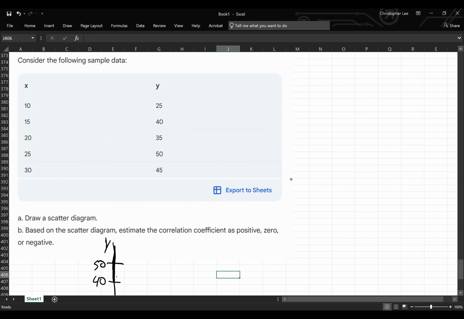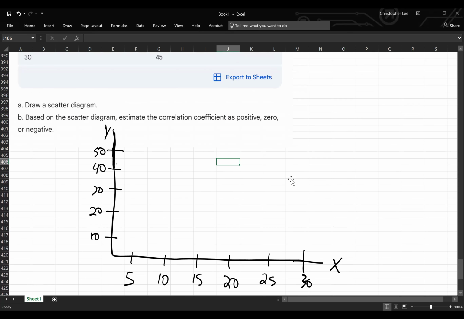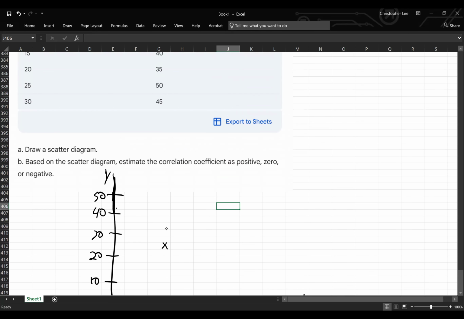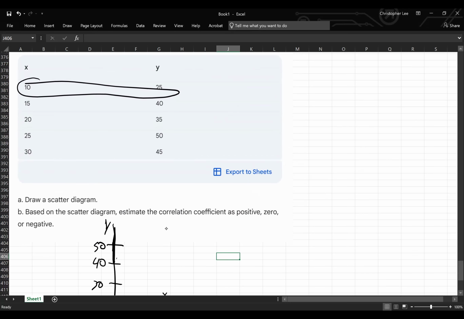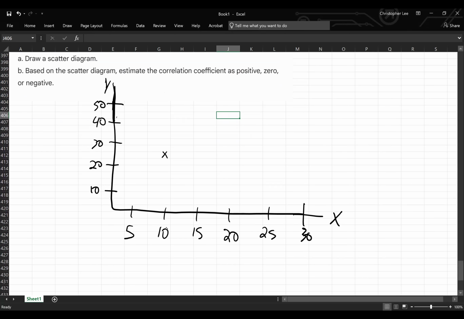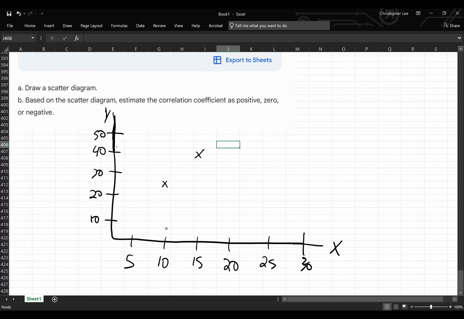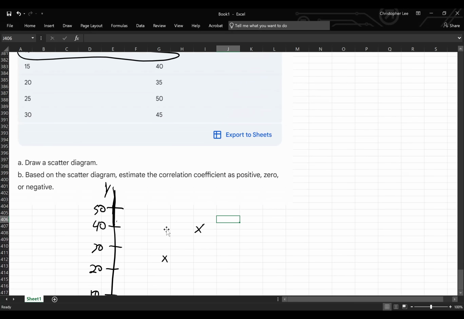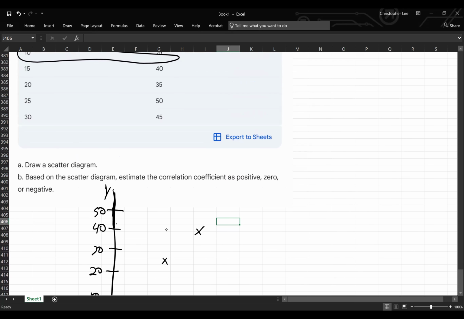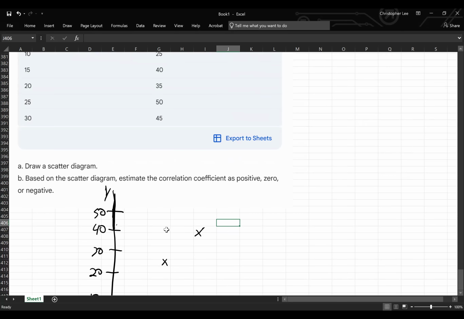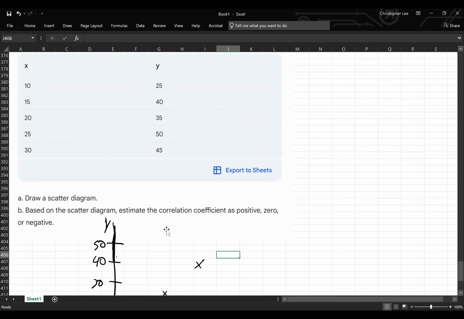So my first one is 10, 25. So that's like here somewhere. And then the next one is 15, 40. So go to 15, go up to 40. No equation, just the chart. The next one is going to be 20, 35.